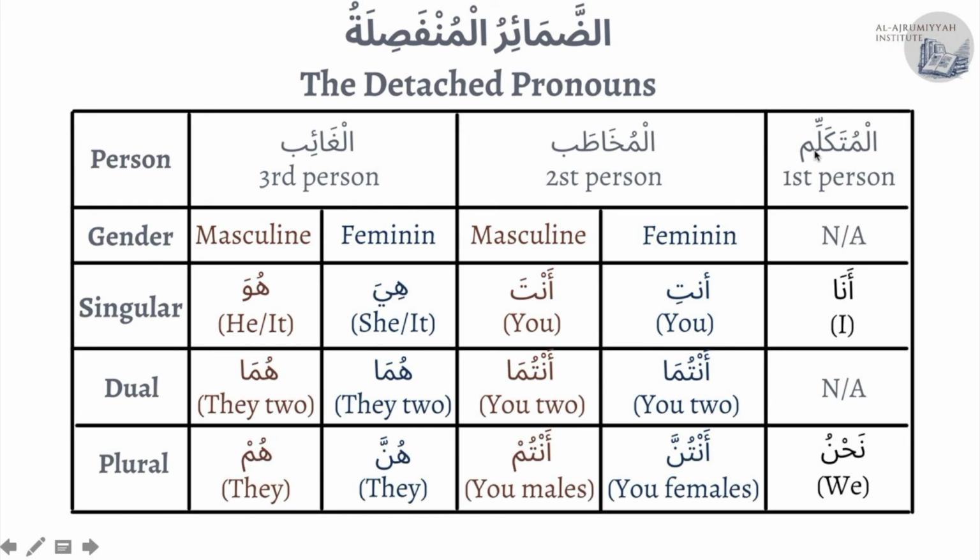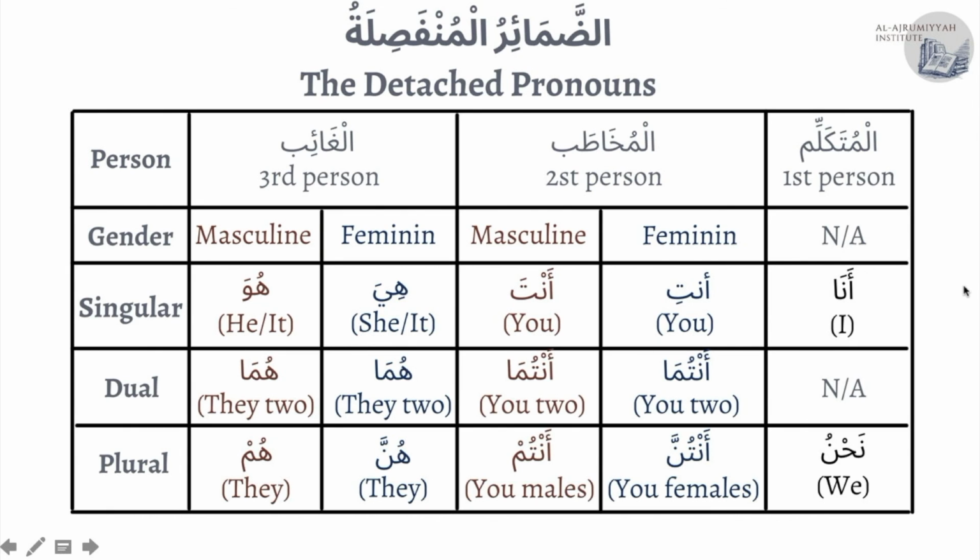And with the first person, we have ana and nahnu, very simple. Ana means I, whether it's feminine or masculine, it does not matter. We don't distinguish. And then we have no dual form for it, so there's no dual first person pronoun. So if I'm two people and I want to say we are going to the masjid, I'm going to say nahnu. I'm not going to say us two or something because it's not possible in the Arabic language. Plural, nahnu, we. So in a brief sense, that covers all the detached pronouns.